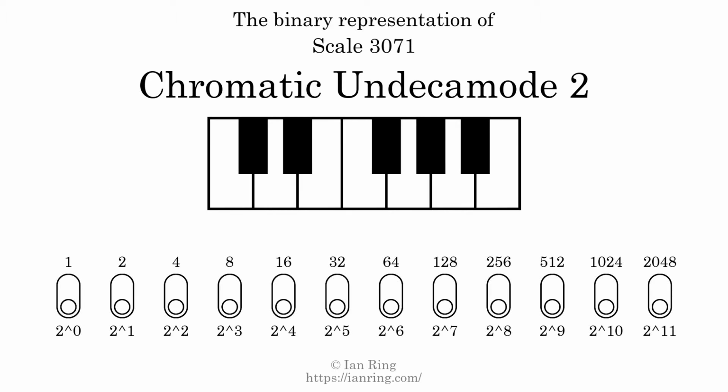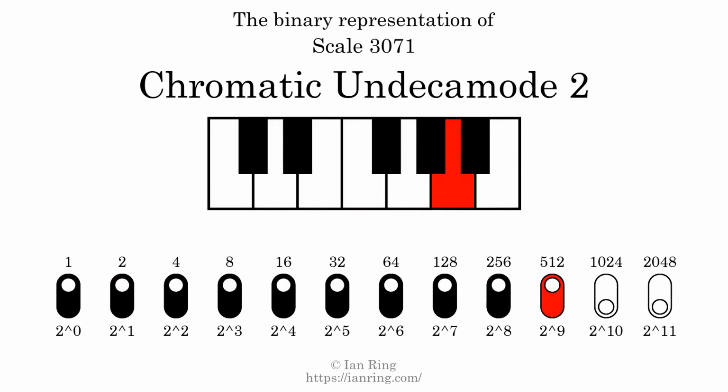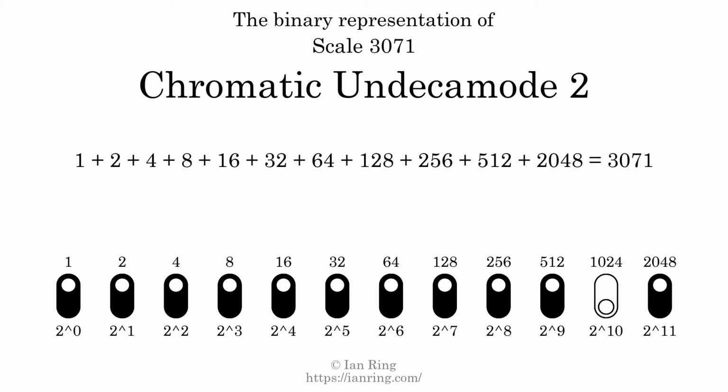The binary representation of this scale is determined by mapping tones of the scale to binary digits. Each binary digit represents a power of 2. To get the scale number, we add the powers of 2 together. The powers of 2 that are present in the scale, all added together, equals 3071. That is why the scale number, in decimal, is 3071.